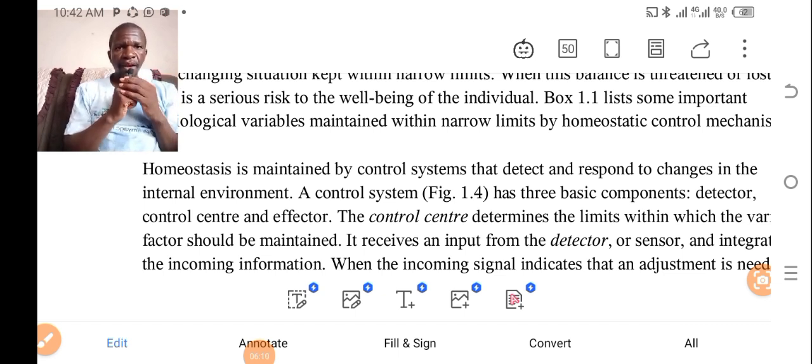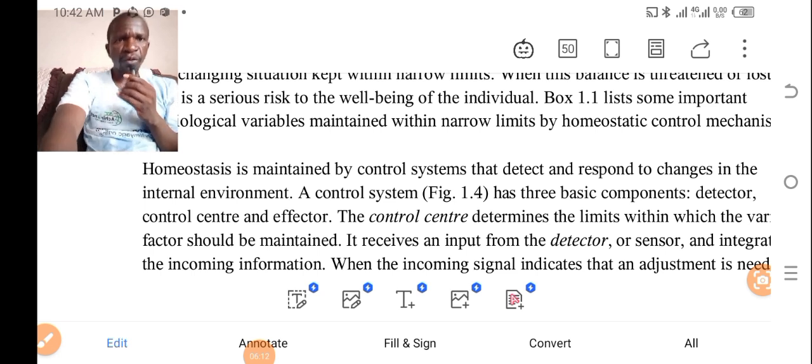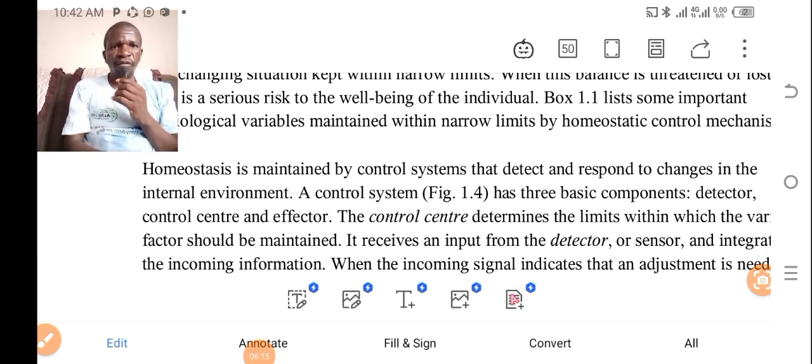So now, for homeostasis to be able to monitor the conditions or the variables of the internal environment, it uses what we call the control systems. And in these control systems, we have got the detector. It detects and also it responds to changes in the internal environment. So there are detectors and also there are responses to the internal environment in order to control the changes that happen in your body.